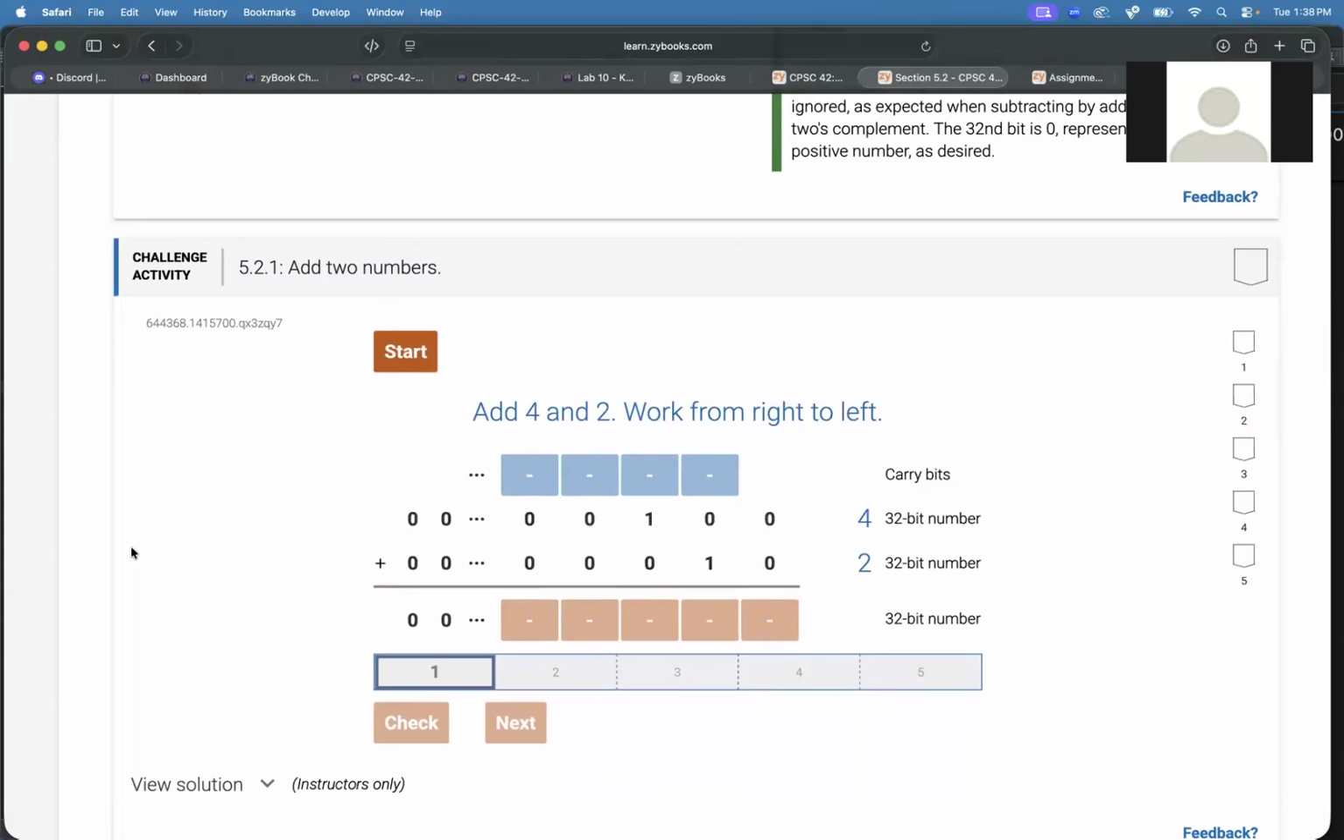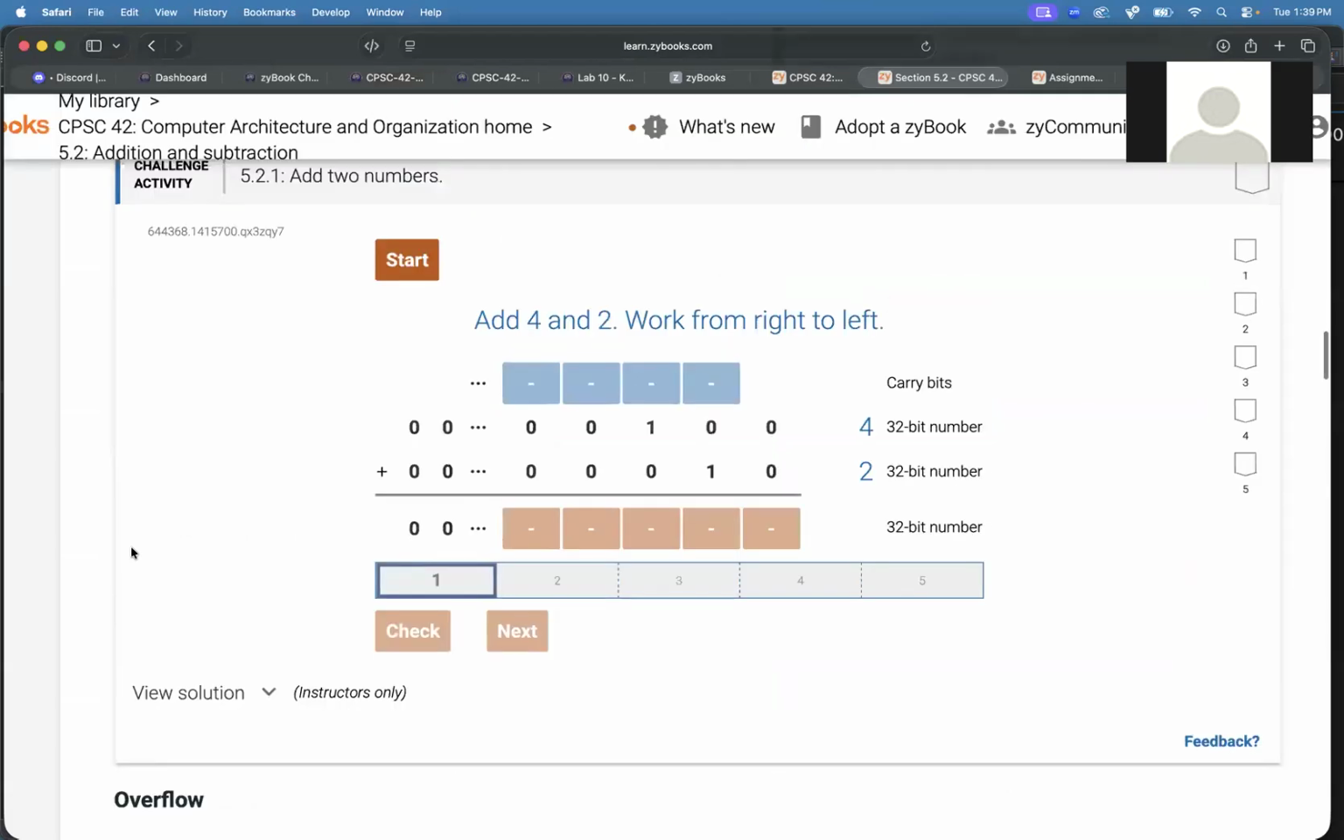And then now we have a challenge activity. This challenge activity is I think the only section we have to do. So they're going to make us add some numbers, but this should not be so hard. So we'll just go through, right? I think we click on these and it toggles them.